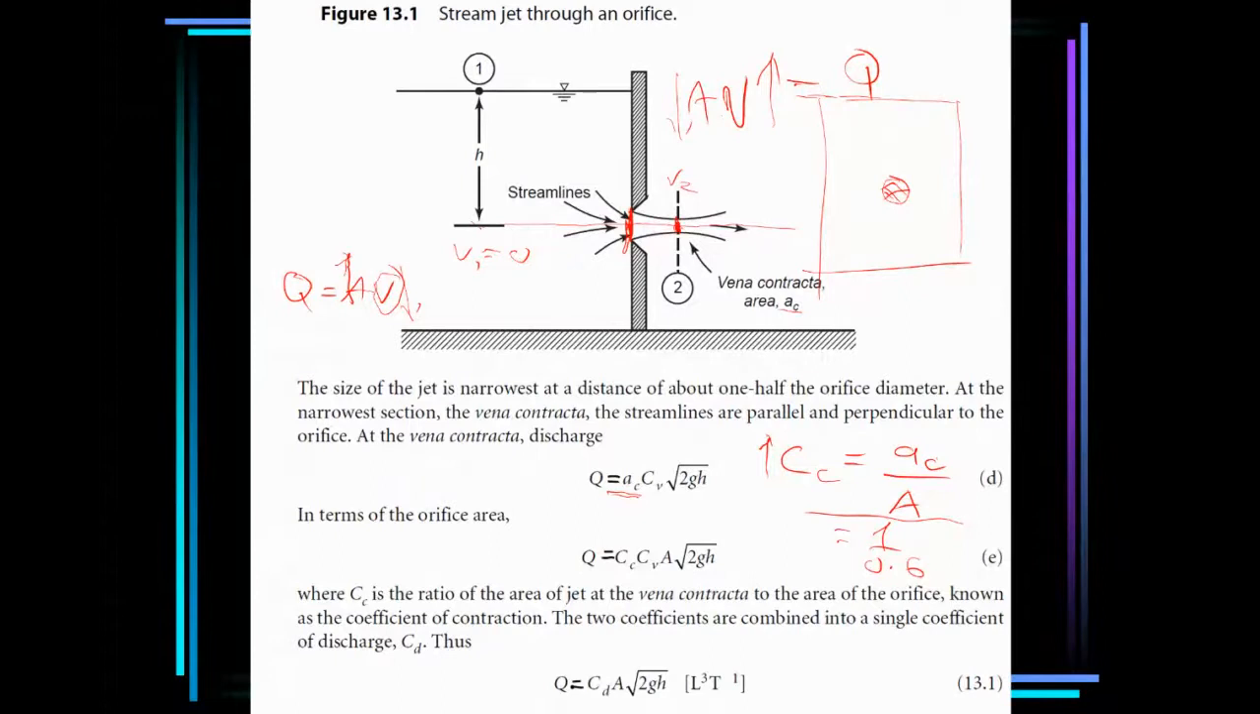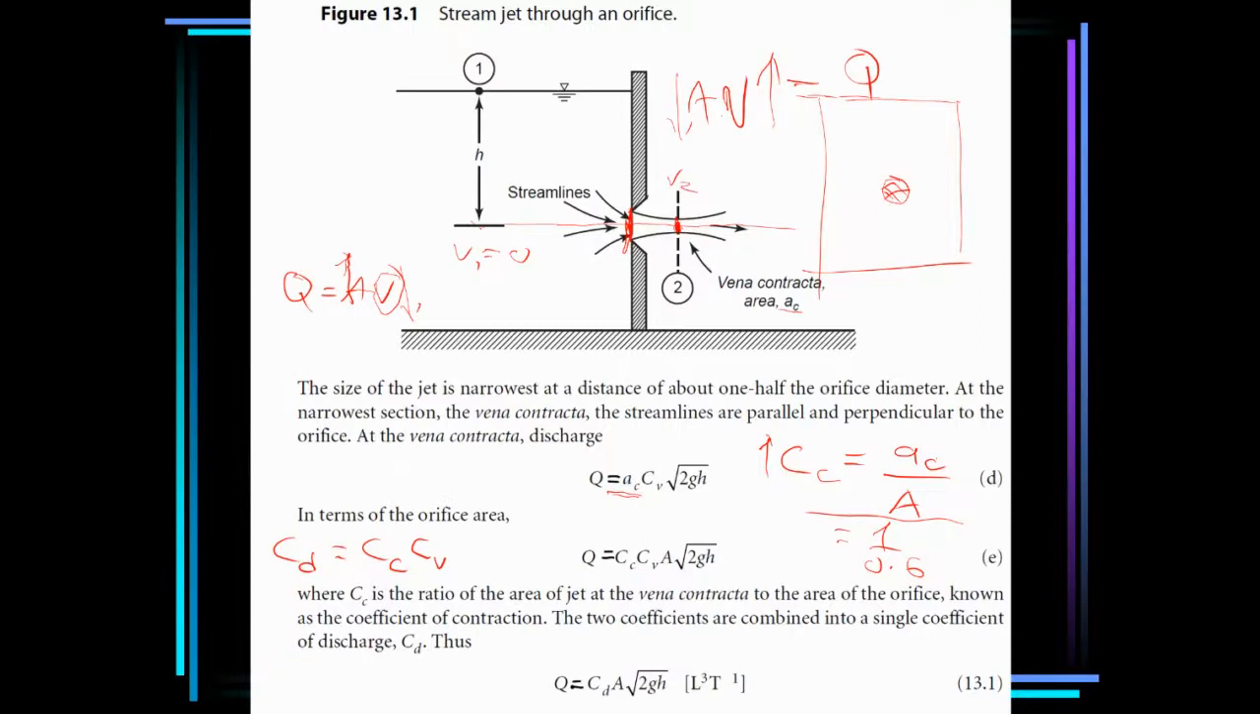Now, having two coefficients becomes cumbersome in one equation. So the two coefficients are combined into a single coefficient of discharge, CD. CD, the coefficient of discharge, is simply the product of the coefficient of contraction and the coefficient of velocity, because here we are measuring discharge. So Q is equal to CD A square root of 2GH.